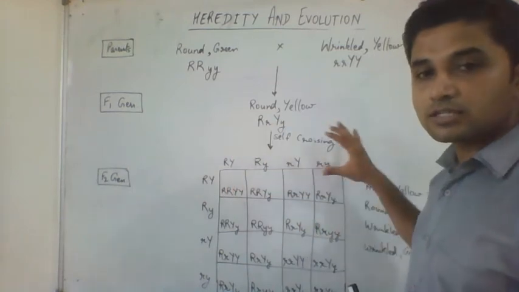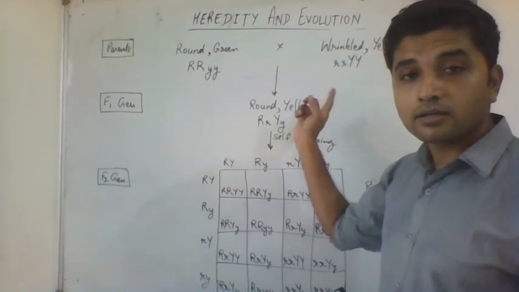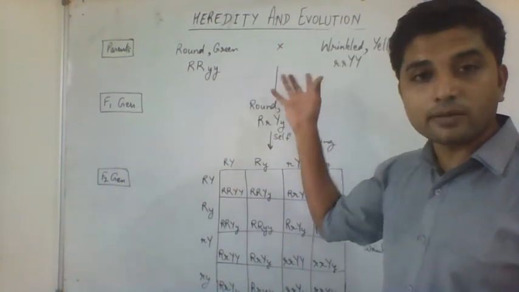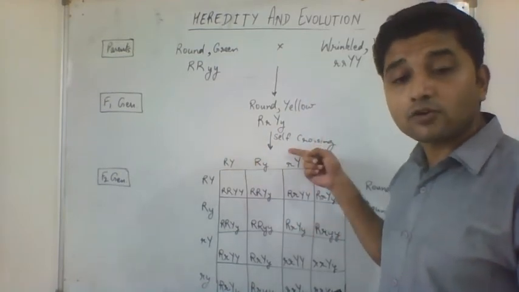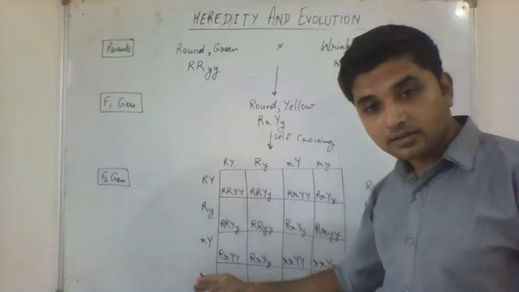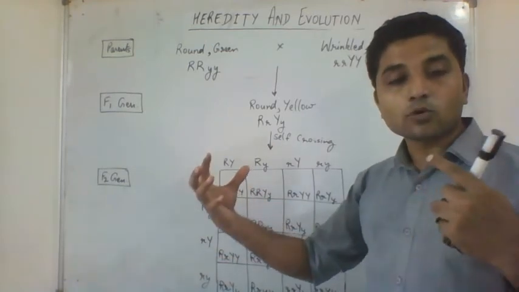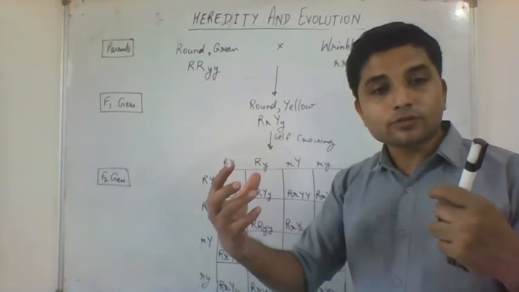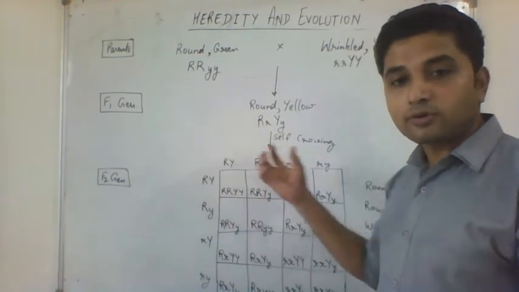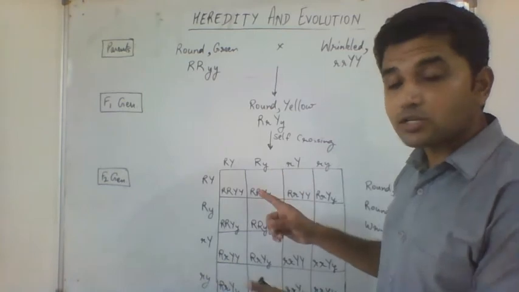Since we are talking only about two characters here, the seed color and the seed shape, we have four different types of gametes that can be produced. And since we are self-crossing it, I have written the gametes again because the gametes of one flower are going to cross with the gametes of the same flower. So two times you have to write it down, and then you have to see the combinations that we get.